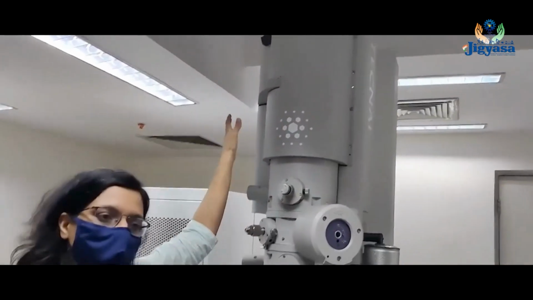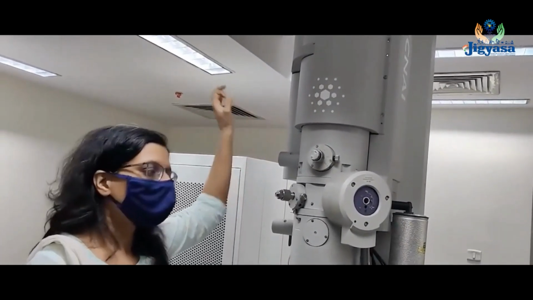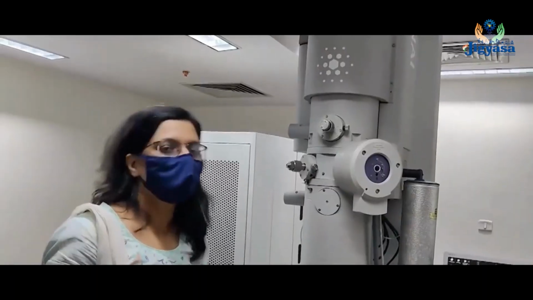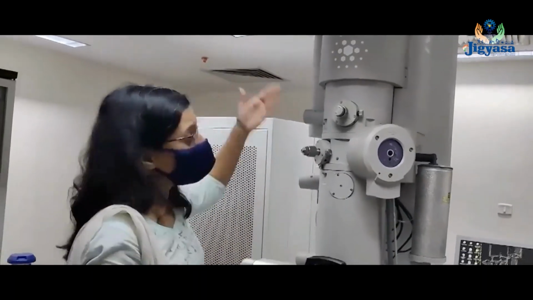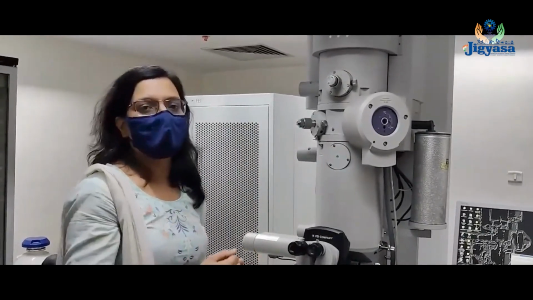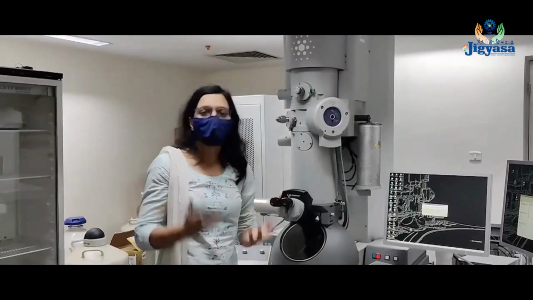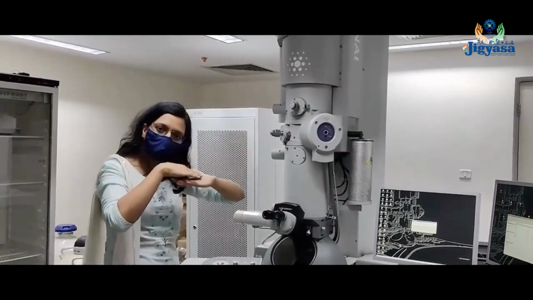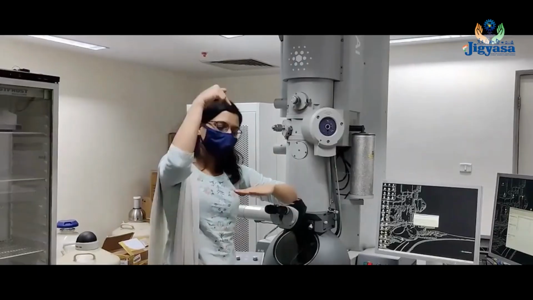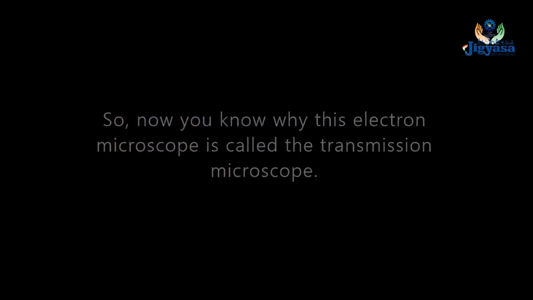The column is very special in the sense it has no air. It is a high vacuum column because the energy of the electrons will get dissipated. Electrons travel best in vacuum. So this is a long column because it needs a long time or a travel time to get accelerated. And in this system we can have tungsten as the source. As soon as it passes the sample, the electrons are transmitted through the sample. That means it enters and then comes out. And therefore the name transmission electron microscope.